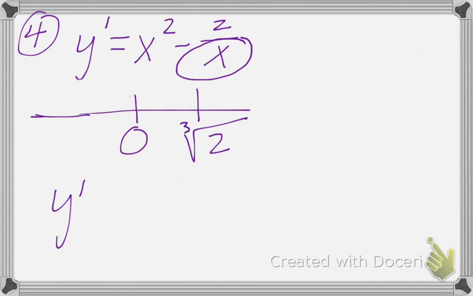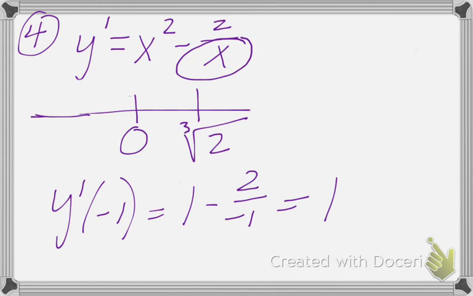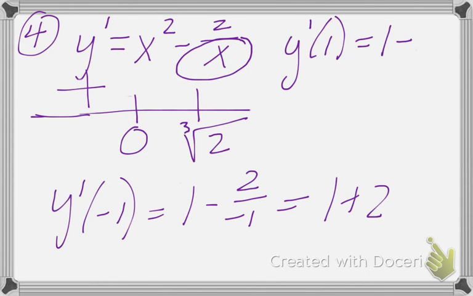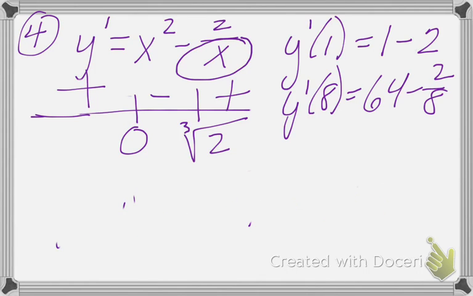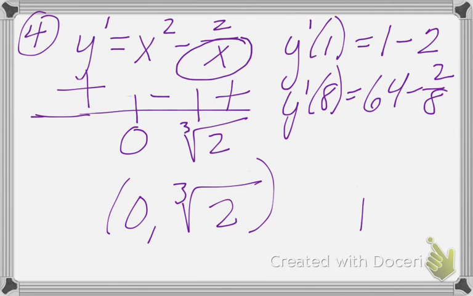So if we do y prime of negative 1, we're going to get 1 minus 2 over negative 1. That gives us 1 plus 2, so that's positive. And now we're back to where we were before. So y prime of 1 is just going to be 1 minus 2, so this is negative. And then y prime of 8 will be 64 minus 2 over 8, so that's positive. Okay, so the question is, when is this function decreasing? It is decreasing from 0 to the cube root of 2, and that is choice D.